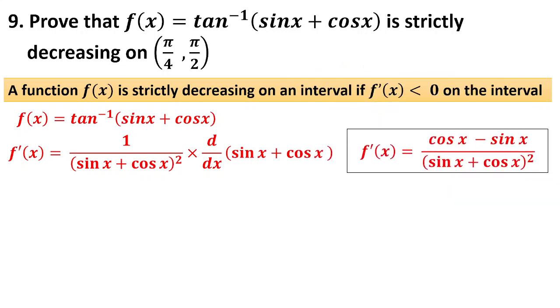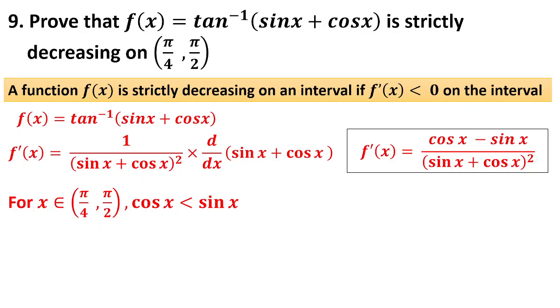And differentiation of sin x plus cos x is cos x minus sin x by the denominator. But you are seeing here, the denominator is a perfect square, that is whole square. No need to worry about it. We have to check what is the nature of the numerator. If the numerator is positive, f dash of x is positive. If the numerator is negative, f dash of x will be negative.